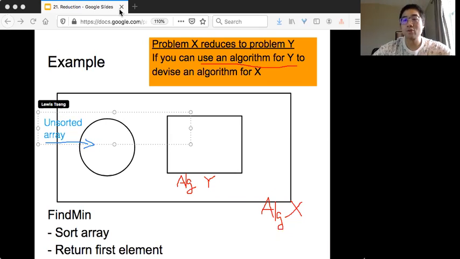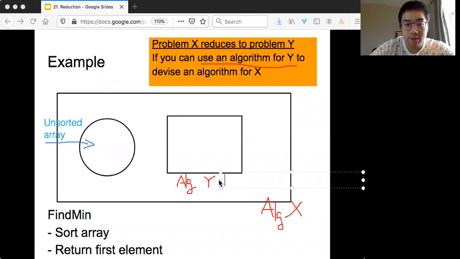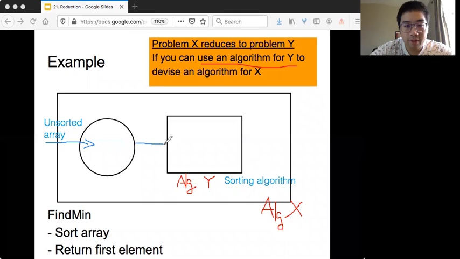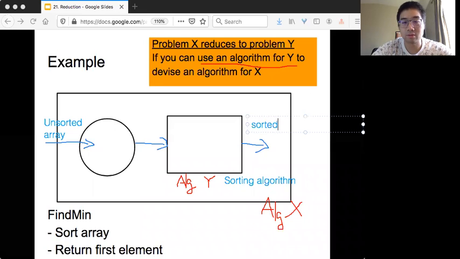Usually in the process of doing reduction, we need to do some pre-processing of your input data to transform it so that it can be used as an input for the black box here. But for this black box, we are going to use sorting, so that we don't actually need to do anything. We can directly pass the same array data into the black box. And then the black box will output, what's the output for this black box? The sorting algorithm will output the sorted array.